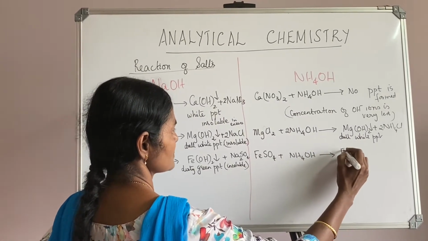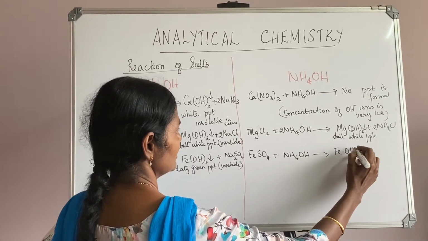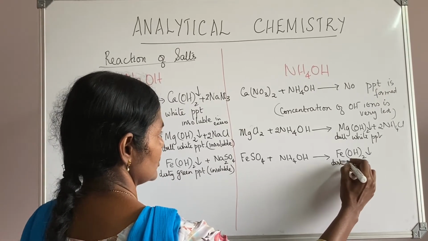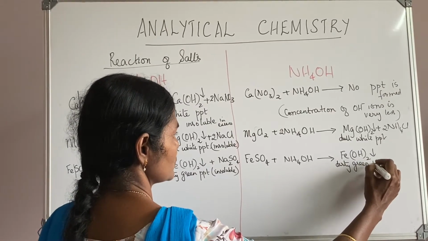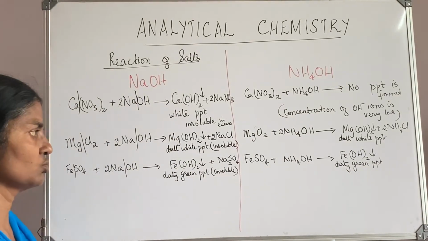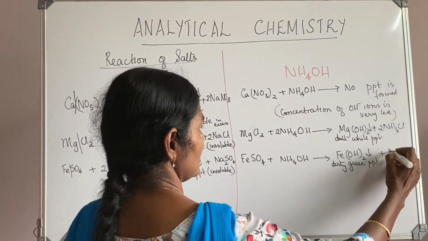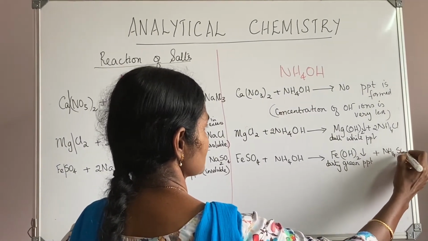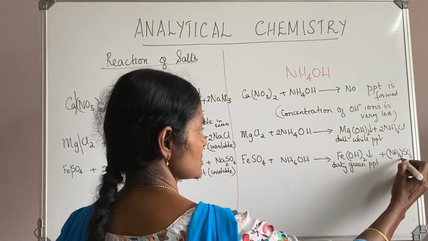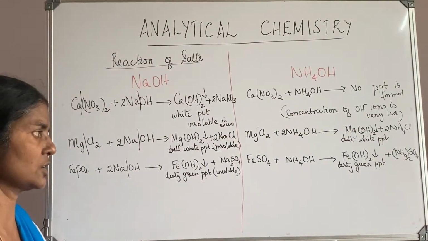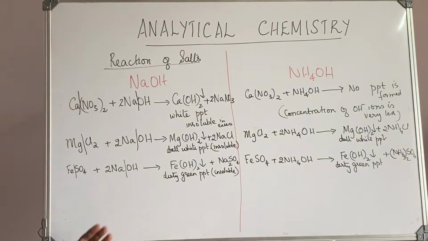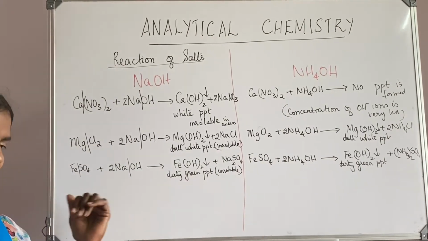This also gives you a dirty green iron 2 hydroxide precipitate. Why do I say iron 2 hydroxide? Because the valency of ferrous is 2. Plus ammonium sulphate. Now the sulphate valency is 2 and this is 1. So when you crisscross, you get (NH4)2SO4. In which case, if we have 2 NH4OH, then it is correct. So this is what happens with ferrous sulphate.